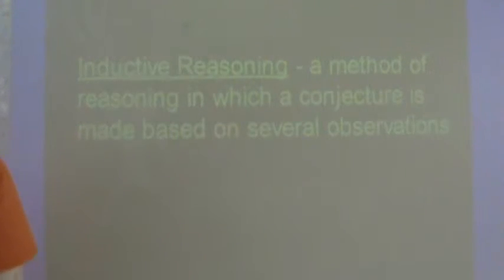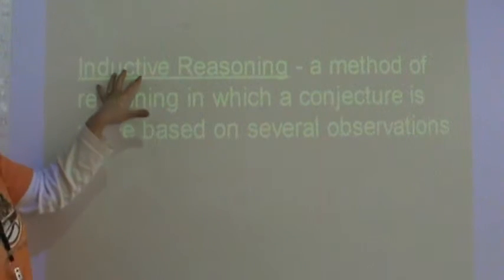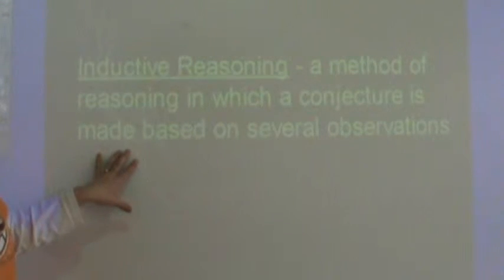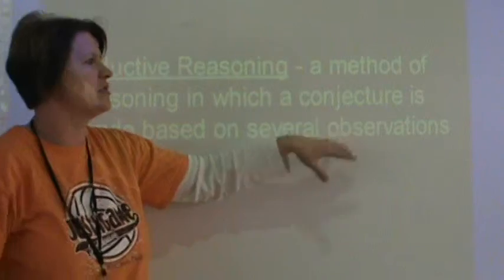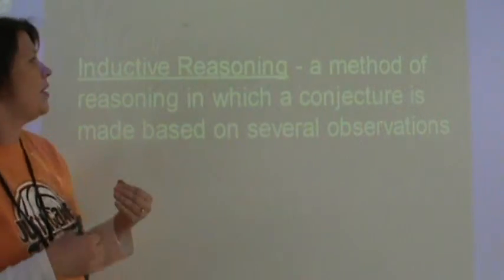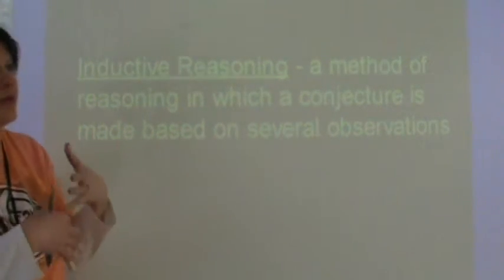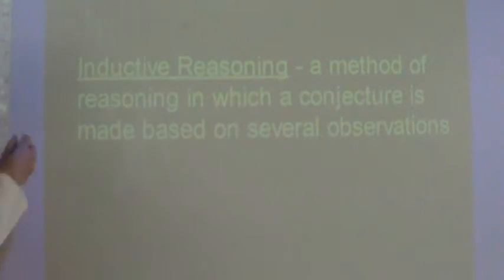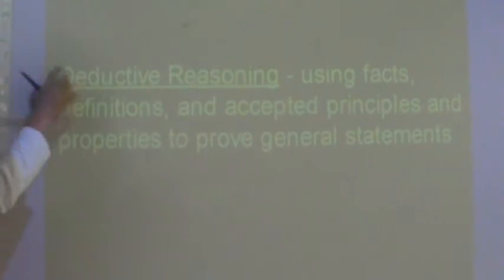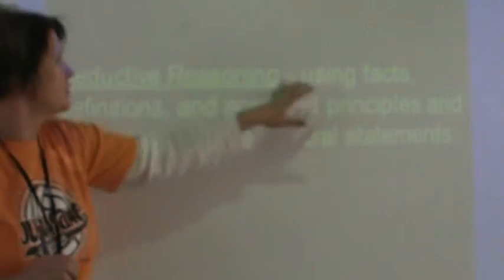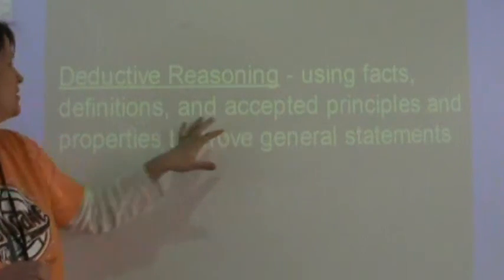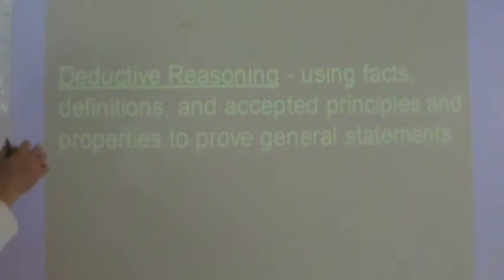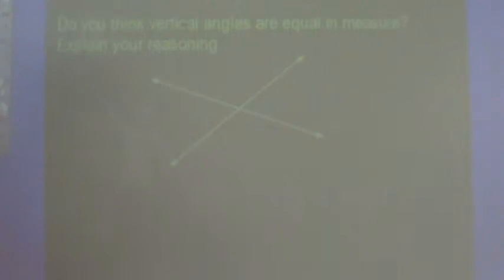Okay, we also have what's called inductive and deductive reasoning. Inductive reasoning is a method of reasoning in which a conjecture is made based on several observations. Conjecture, remember, is just like a prediction. After you've seen a couple things, you're just going to predict what you think is going to happen. Okay, that's your conjecture, based on several observations. Versus deductive reasoning, that's going to use facts, definitions, accepted principles, and properties to prove general statements. Okay, a lot more solid foundation on that one.